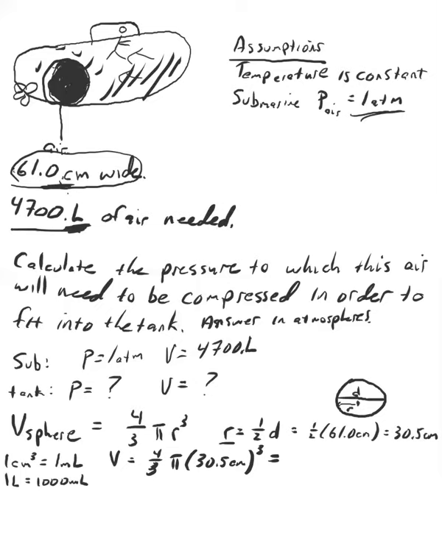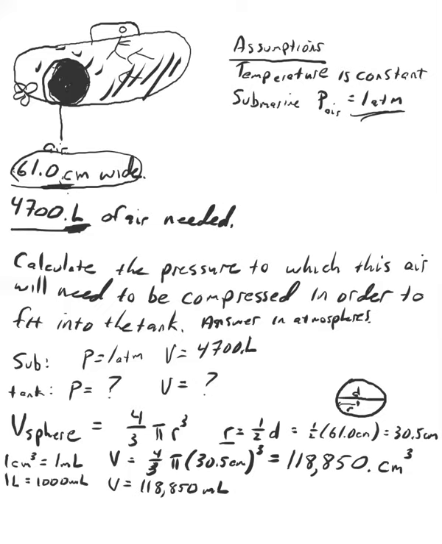You get 118,850 centimeters cubed, right? Pi doesn't have any units. 4/3 doesn't have any units, so it's just the radius cubed, so centimeters cubed. But again, a centimeter cubed is a milliliter. So the volume is also equal to 118,850 milliliters.